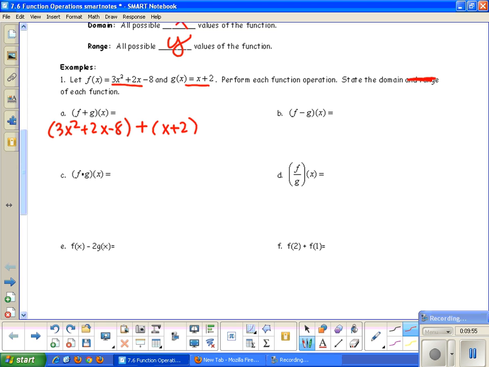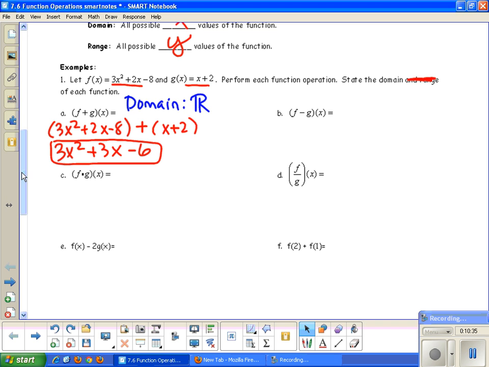When I add that together, I'm doing like I did for the first problem, just combining like terms. I don't have any exponents and I don't have anything in front of my parentheses to distribute, so I'm just combining like terms. So I get 3x squared, 2x and x gives me 3x, and negative 8 and 2 is minus 6. So that would be my simplified version. If you look here, we look to see what the domain is. Do I have any variables in my denominator? No, because I'm not doing division of the functions, and I don't have any radicals in any of these equations, so I know that my domain here is going to be all real numbers. Remember, that means all real numbers.